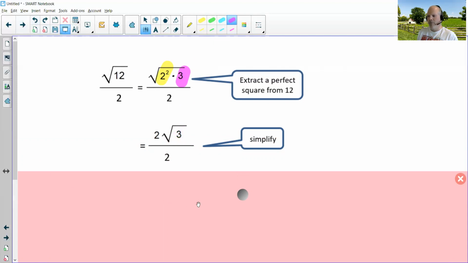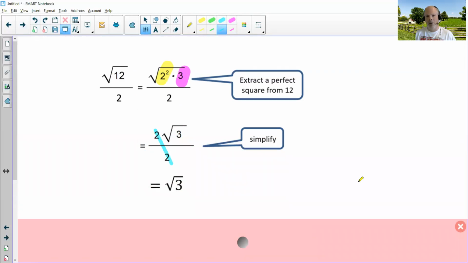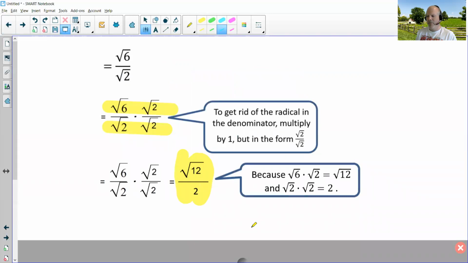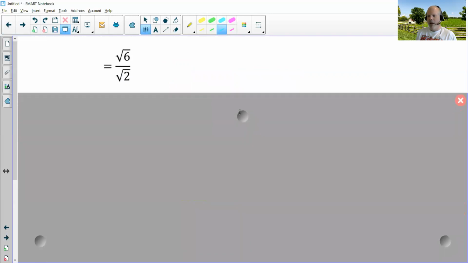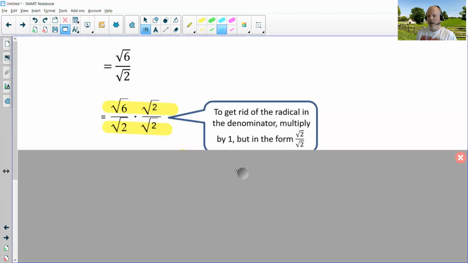So we're almost there. Now I notice that I have 2 divided by 2, which I can cross out because it equals 1, and I'm left with radical 3, which is what we should have gotten according to the simpler way we did it. So in other words, whenever I see a radical in the denominator, I'm going to multiply that expression by 1 in the form of whatever that denominator radical is over itself.